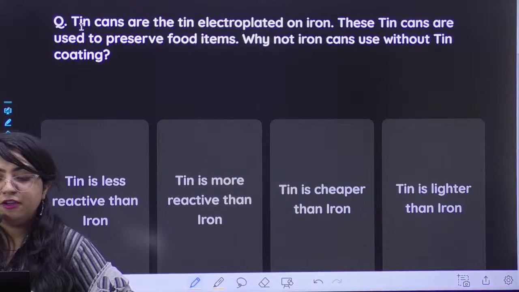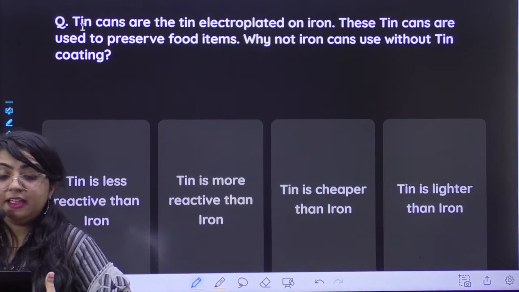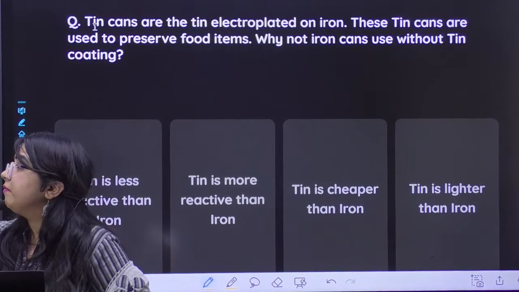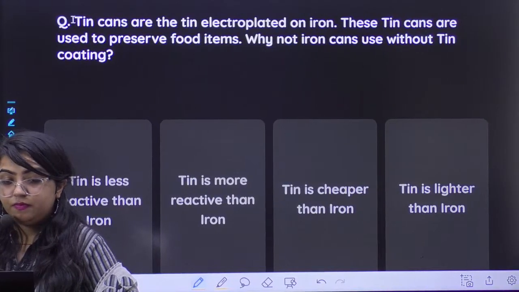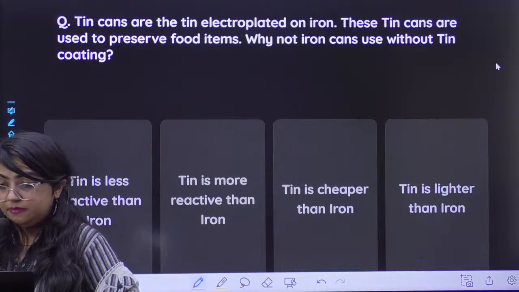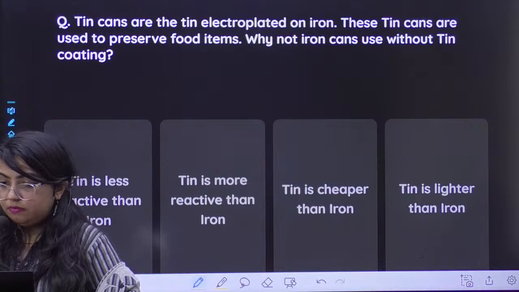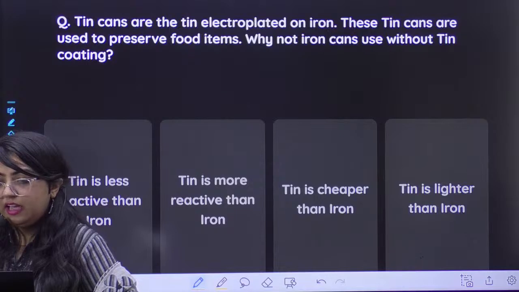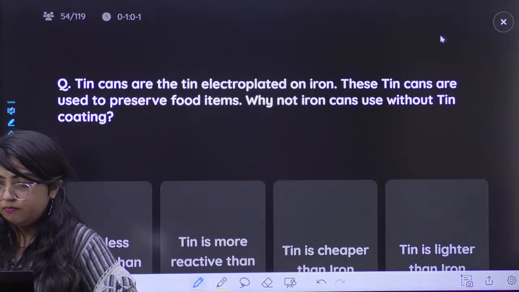The cans that we use are made up of tin. Why? What could be the most appropriate reason? Please answer. Why are we using tin cans and not iron cans? I hope you all have answered by now. Let's check the correct option for this.